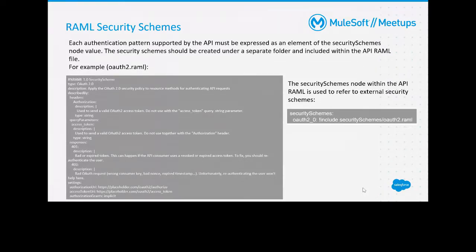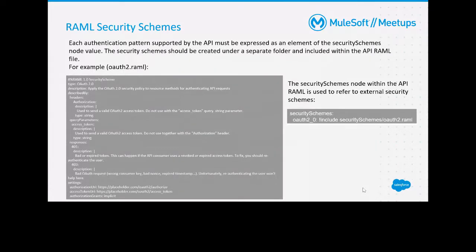Let me give an example. A security scheme will just validate whether the metadata is coming or not. Let's consider that in my security scheme I define that I am expecting a client ID and a client secret in the header. In case those are missing in the input request, the RAML will itself throw an error saying the client ID and client secret are not present. But it will not validate the data.